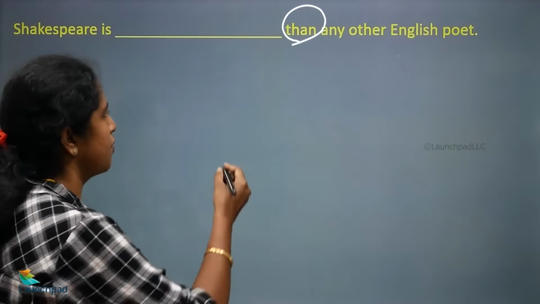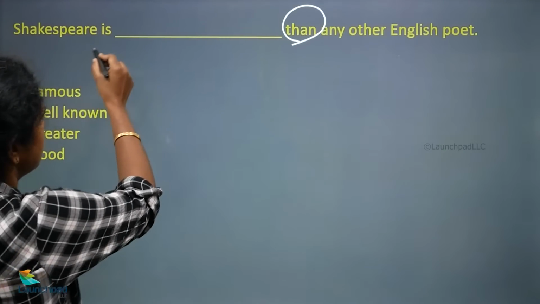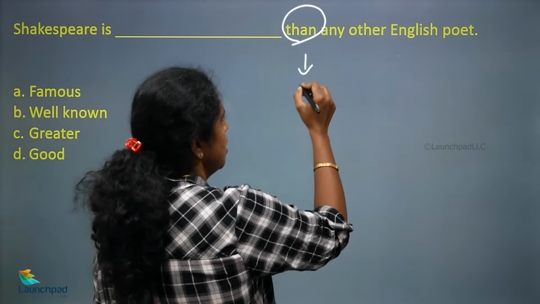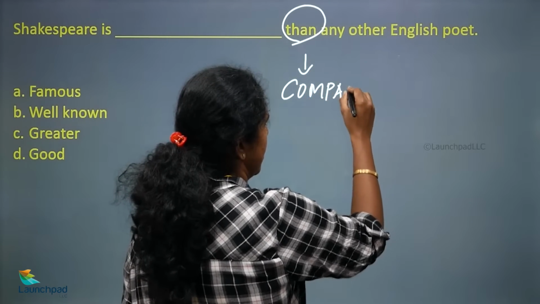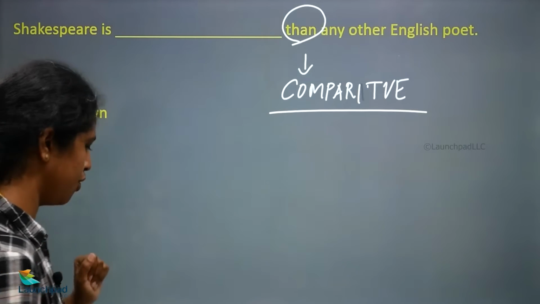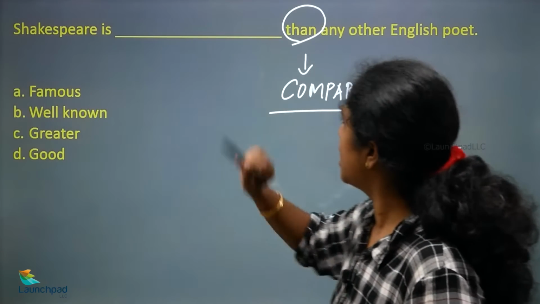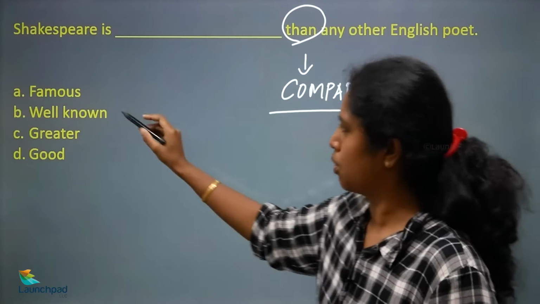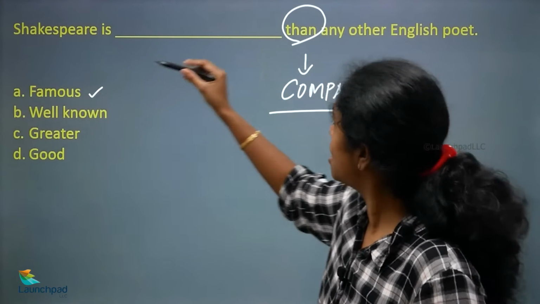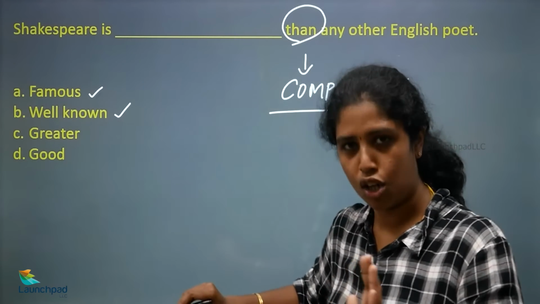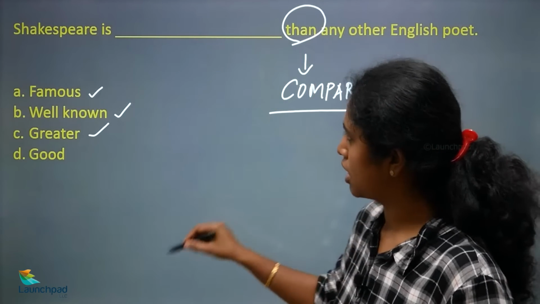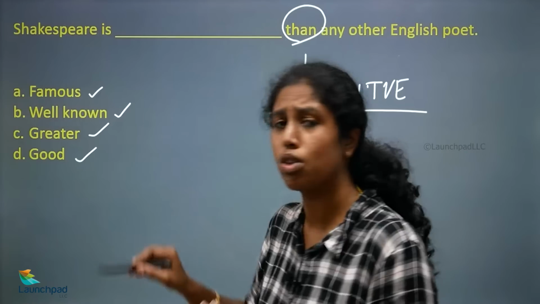Now let me take this sentence: Shakespeare is dash than any other English poet. Now we have "than", which is a comparative degree, like I already told you. Now let's move on to our options. Shakespeare is famous than any other. Logically it is right. Shakespeare is well known than any other poet. Logically it is right. Third, Shakespeare is greater than any other poet. Logically right. Shakespeare is good than, so the fourth is also logically right.